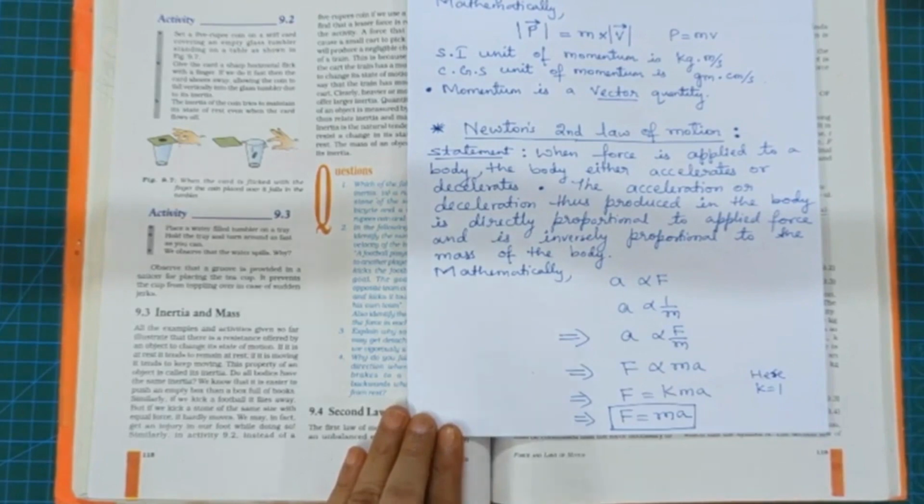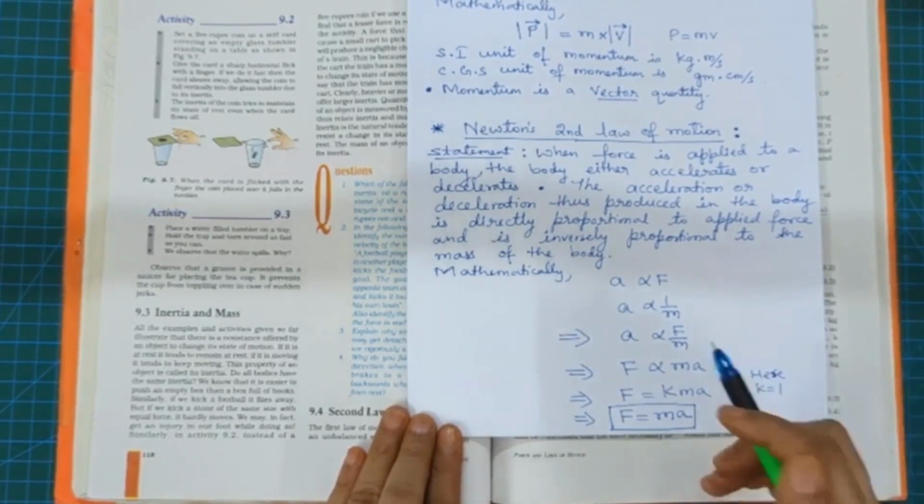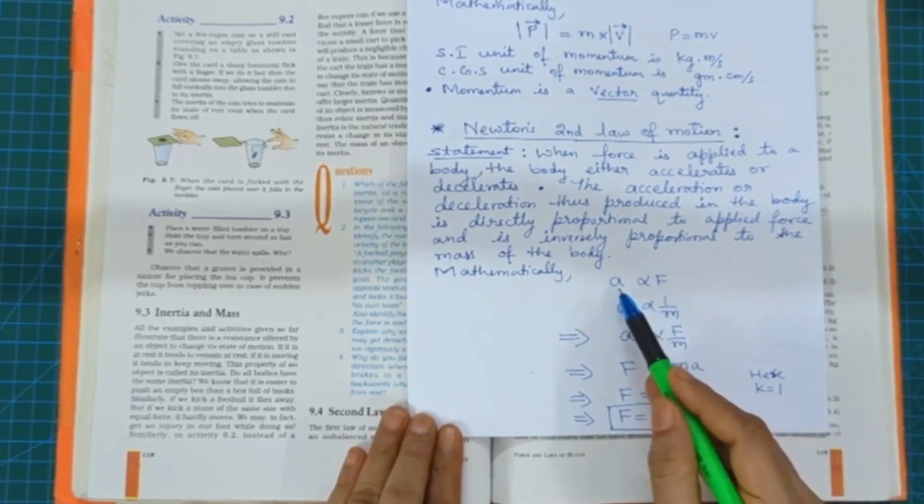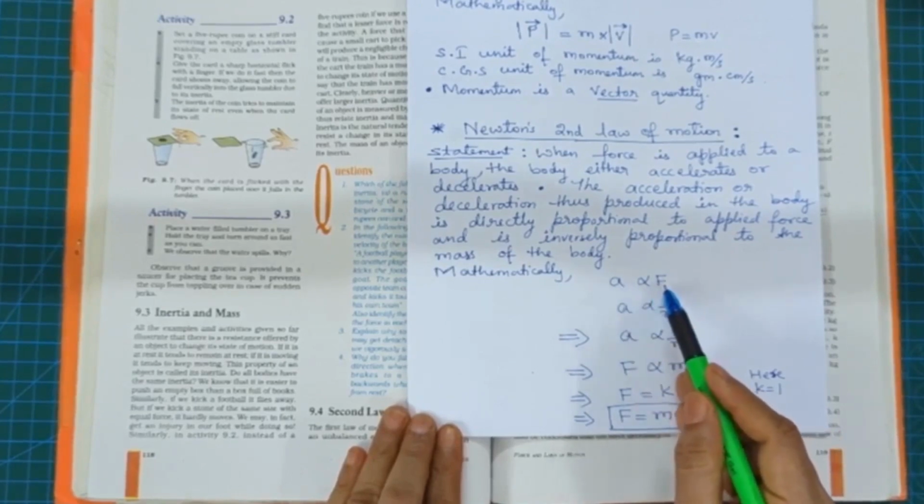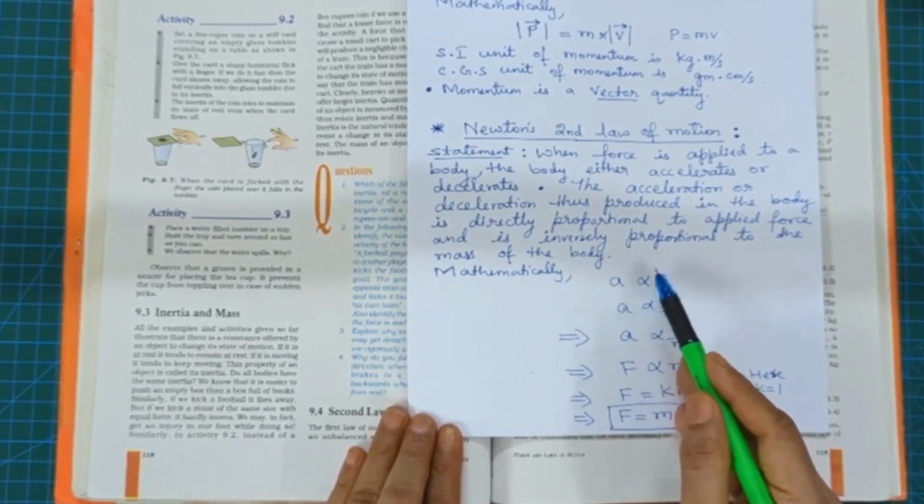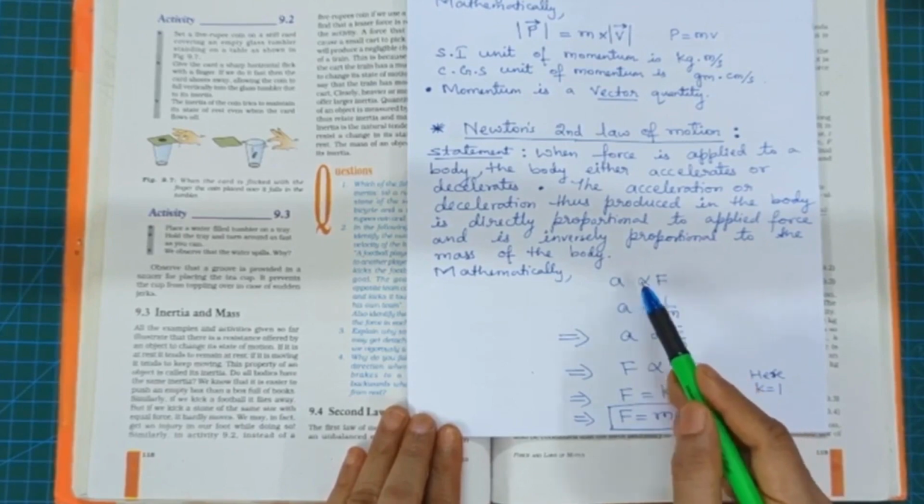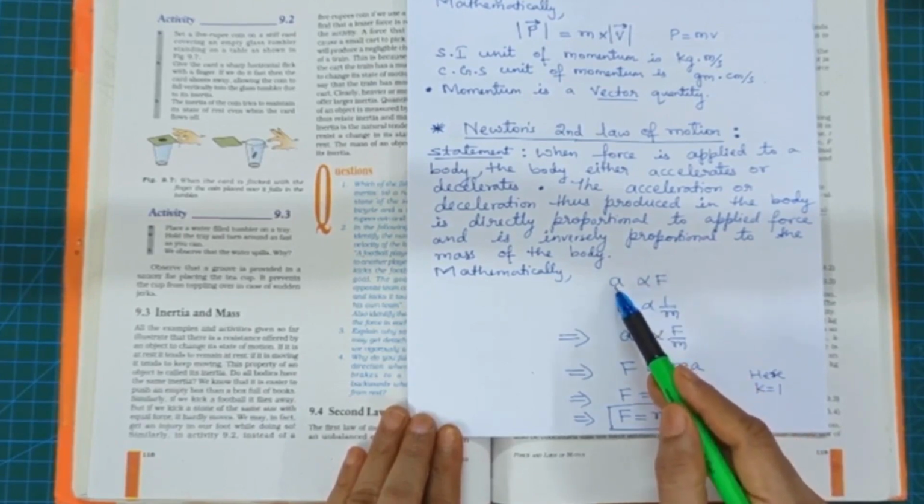But acceleration or deceleration will depend upon two factors. One is force, another is mass. Acceleration will be directly proportional to force. Directly proportional means, if more force is applied, more acceleration will be seen in the body. If less force is applied, less acceleration will be seen in the body.